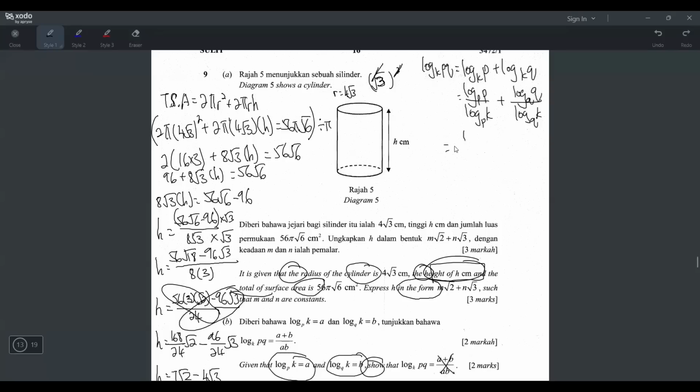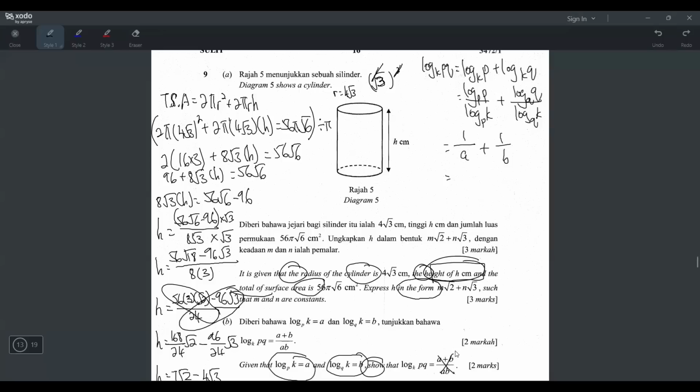Log PP is 1, log PK, PK is given here as a, and then plus log QQ is 1, log QK is b. But I told you already, this is a show question, and you have to show that your answer matches with the answer they write here. If it doesn't match, means you haven't finished yet. So this thing is not the same as this.